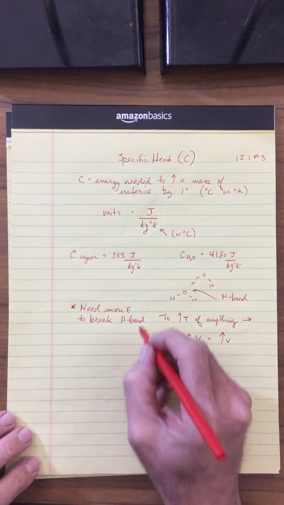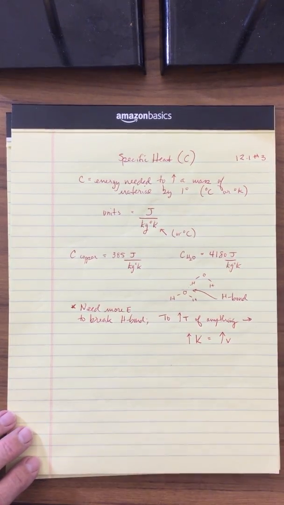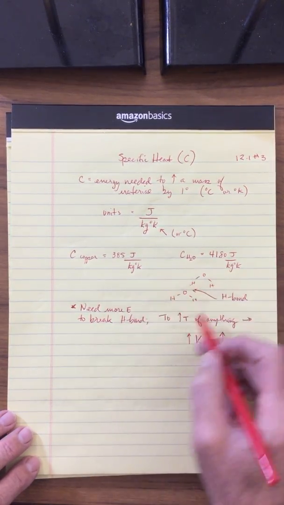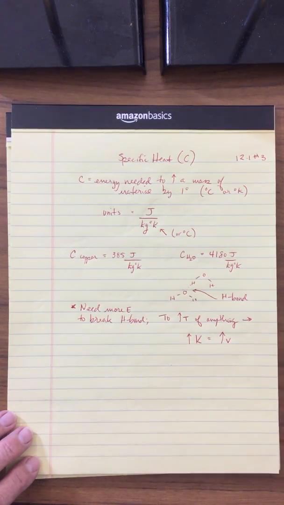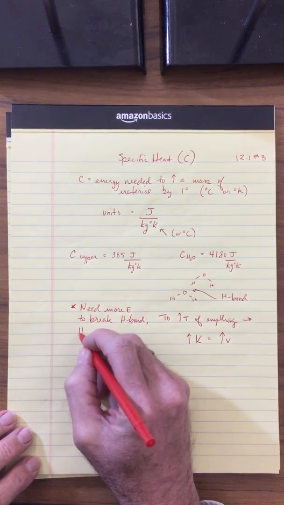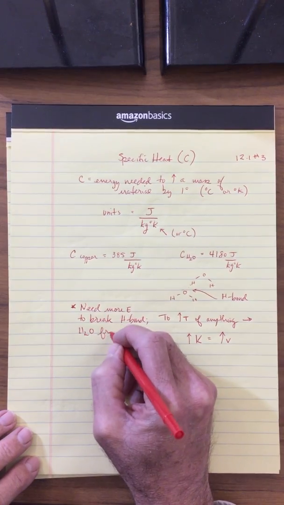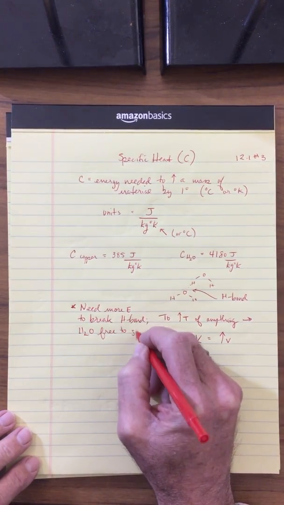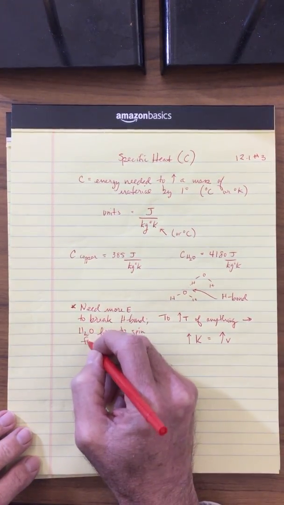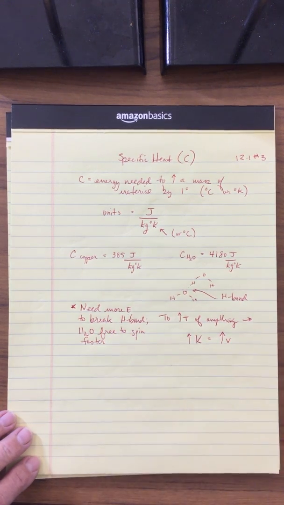Once you break that hydrogen bond, then these water particles are able to more freely rotate around each other, and the water is going to be then free to spin faster. So again, that's why the specific heat of water is so high compared to copper.